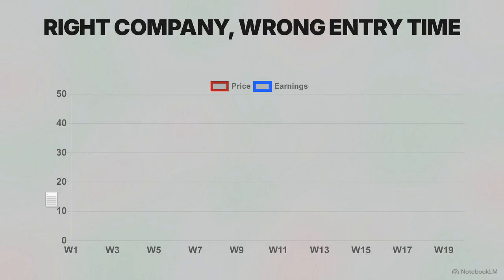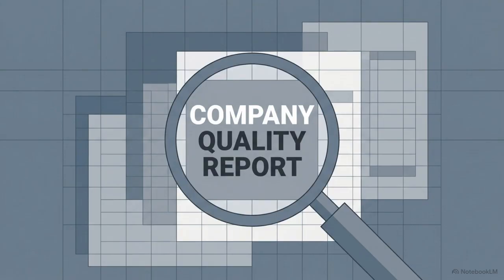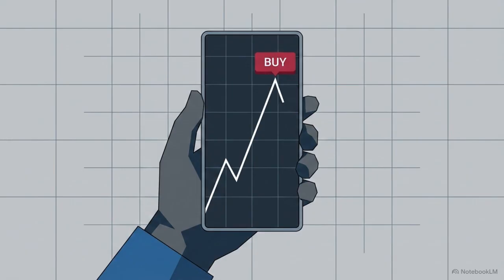This chart shows a common, frustrating scenario. The blue line represents a company's earnings growing steadily, but when you buy the stock, the price, the red line, plummets the very next day. Fundamental analysis identifies a quality company, but it offers no data on the entry price. Even a resilient business becomes a losing trade if you buy at a temporary peak.